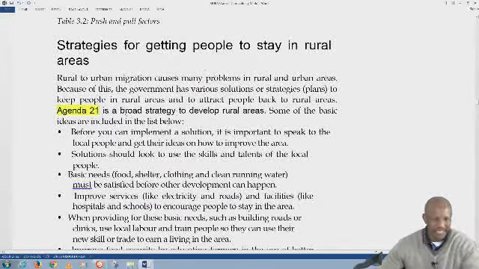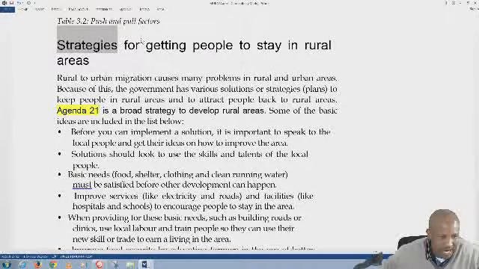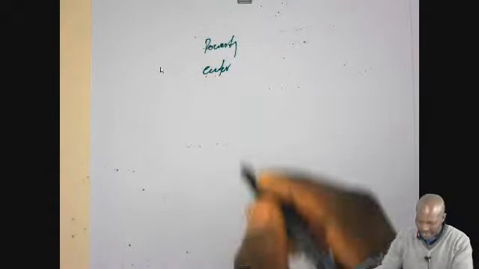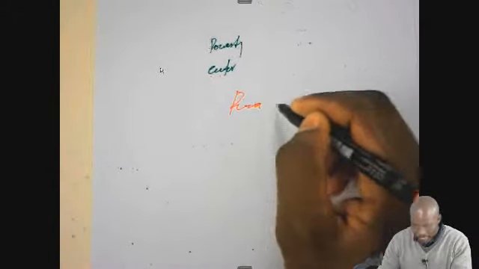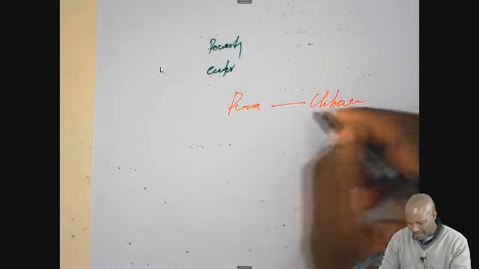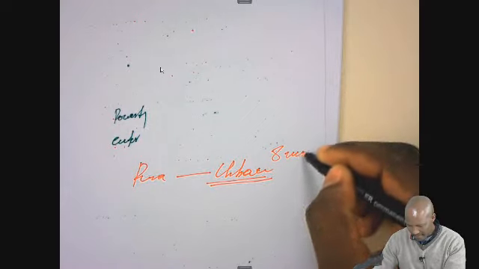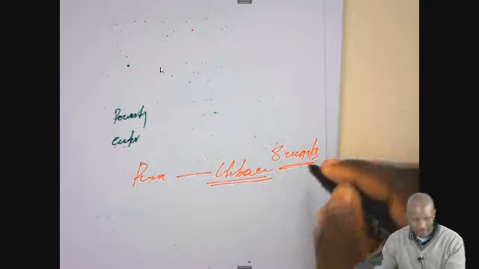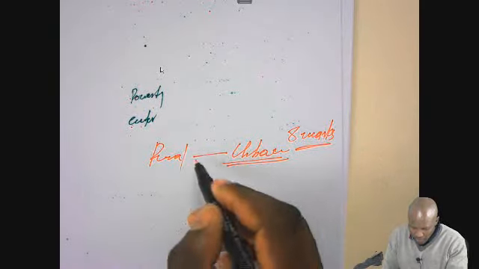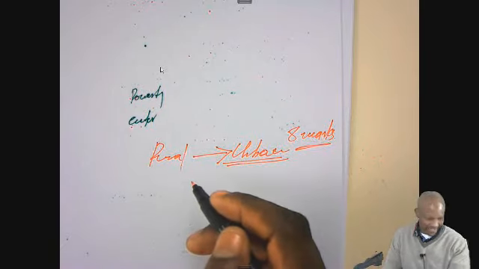My learners, Agenda 21. Strategies, turnaround strategies. What is it that can be done by the government? How can the government stop people from moving from rural to urban areas? 12 marks initially, but now it has been reduced under CAPS to 8 marks. This is your paragraph question. Turnaround strategies. How can we stop these people from going to urban areas from rural areas?